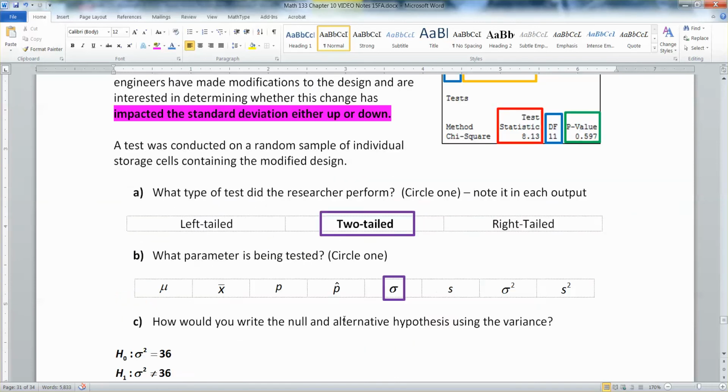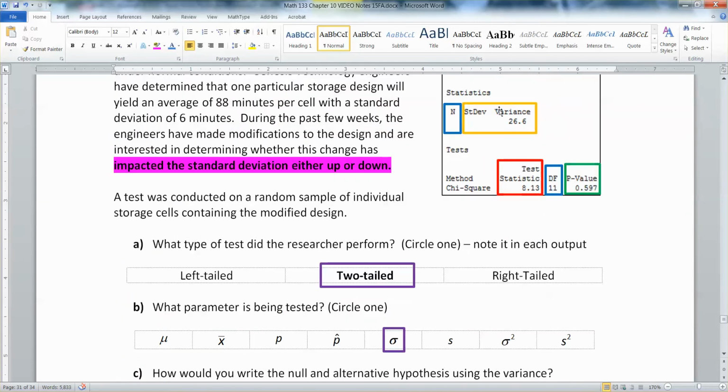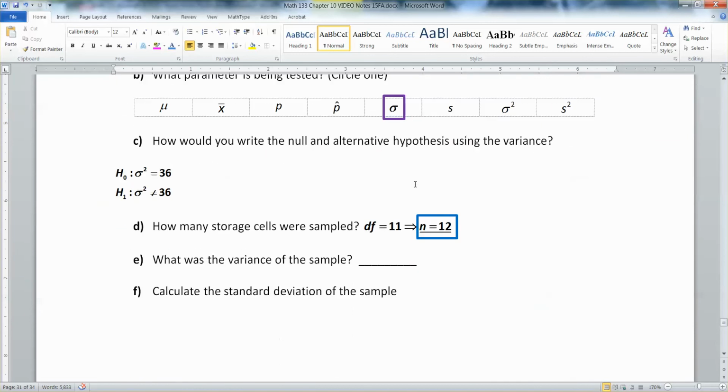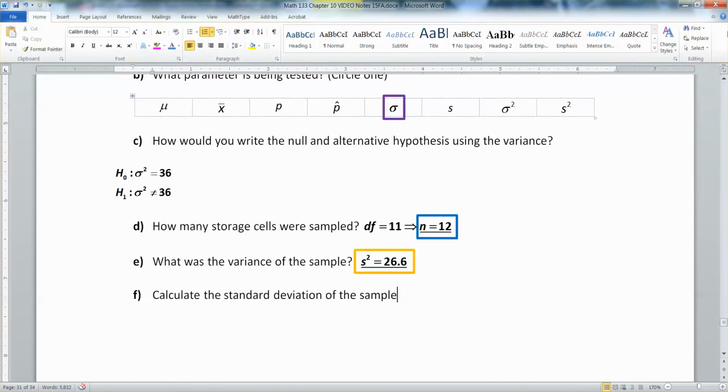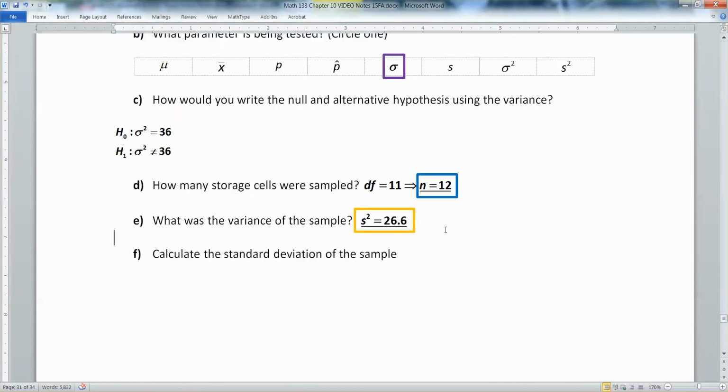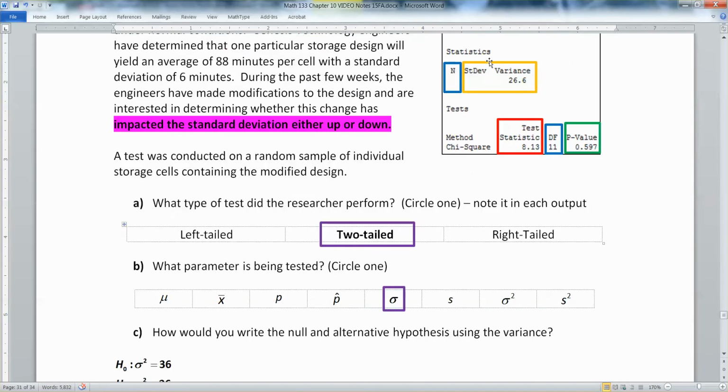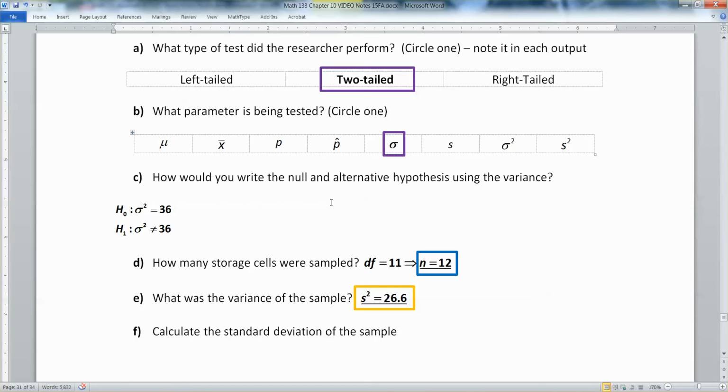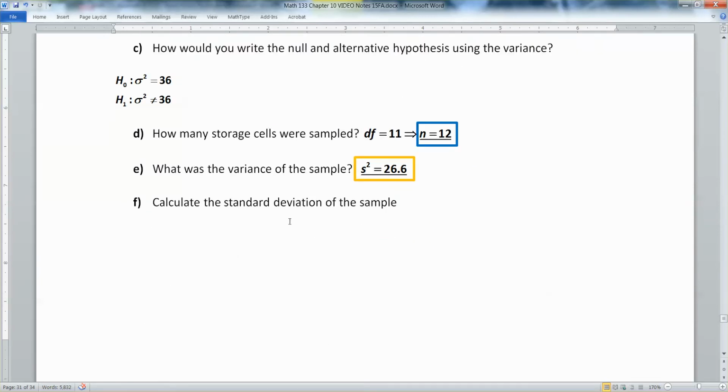Now the variance of the sample. The variance of the sample is given to us right there. It's 26.6. So that would be our S squared. And I gave it kind of an orangish highlight so it could match the output highlight I have up here. But I blocked off the standard deviation because I'm mean like that. It's left blank. So that means we're going to have to calculate it right here.